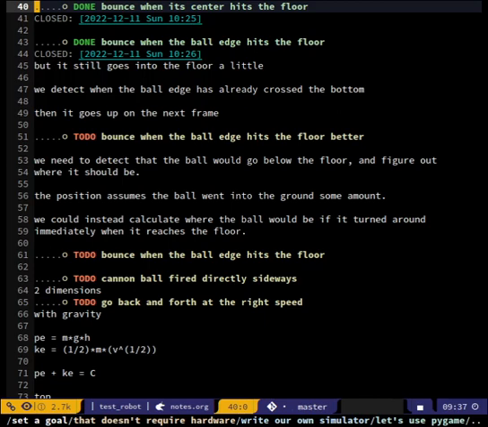So I have to detect when the ball hits the edge better, because right now it looks like it goes into the ground a little bit. Okay. So where we actually move the ball, we could check how far into the ground it goes, or whether it goes below the ground or something.